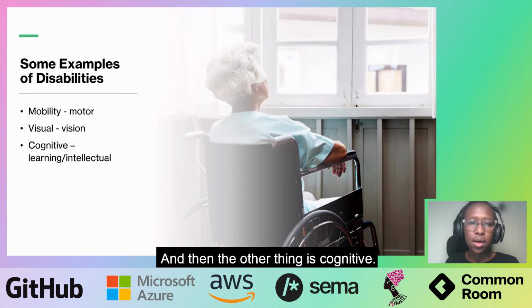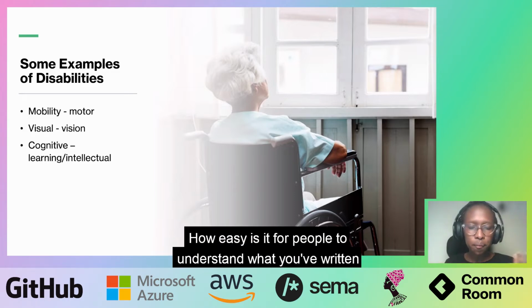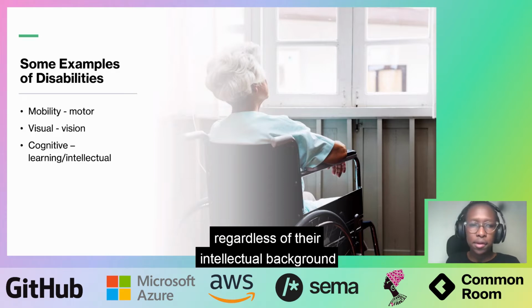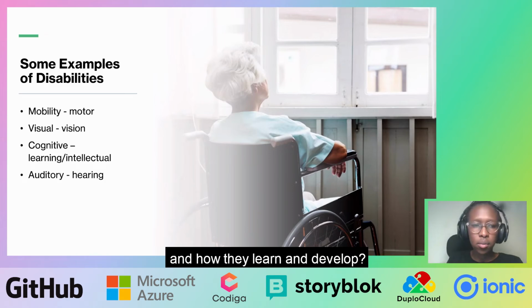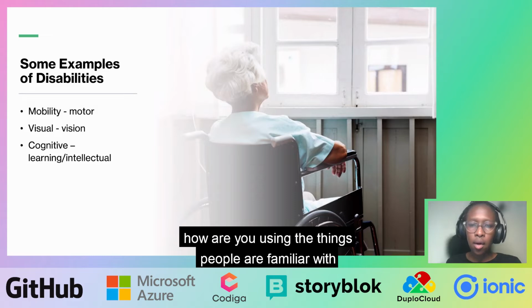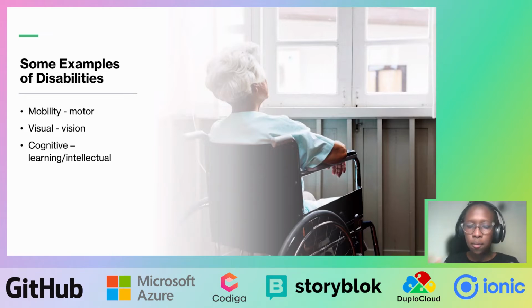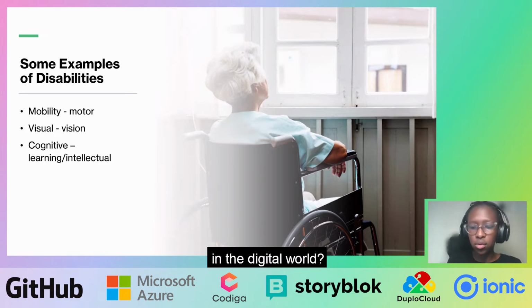The other thing is cognitive. Cognitive is about the intellectual being. How easy is it for people to understand what you've written, regardless of their intellectual background and how they learn and develop? Also, an important thing to mention in cognitive is how you are using things people are familiar with in the offline world to represent things in the digital world.